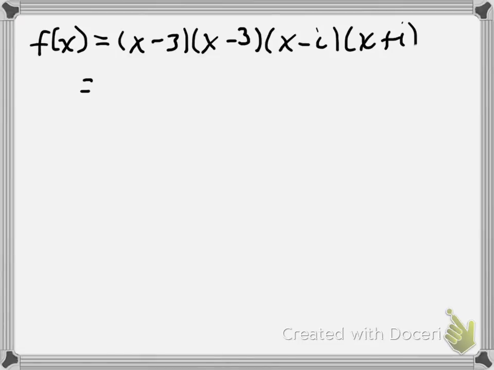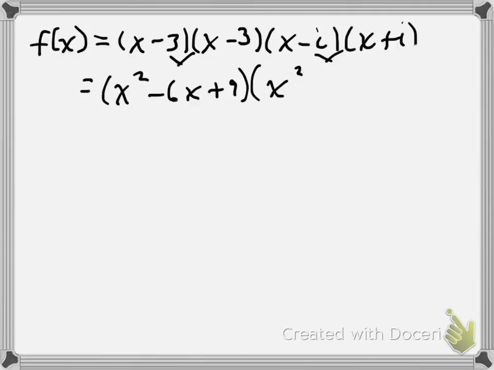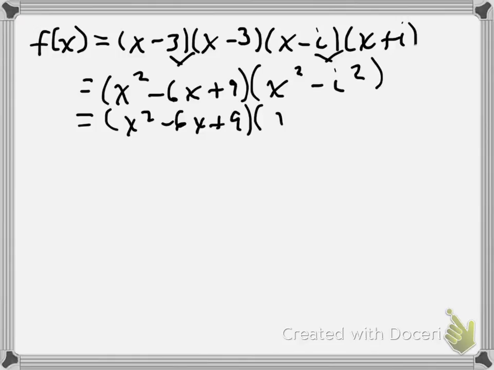So I got a perfect square trinomial here. Alright, so I'm going to have x squared minus 6x plus 9. Got a difference of squares here, so it's going to be x squared minus i squared. And so I have x squared minus 6x plus 9 times x squared. So i squared again is negative 1, so minus a negative 1 is going to be adding 1 there, so I have x squared plus 1.